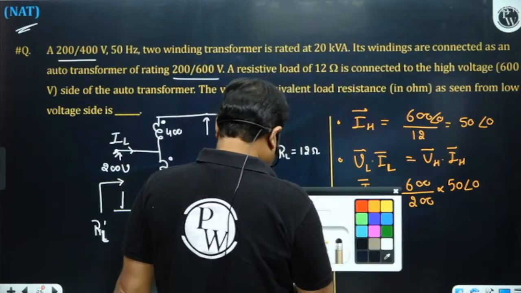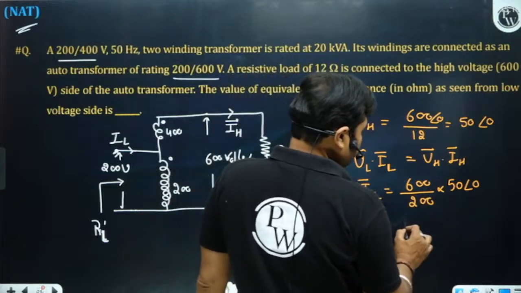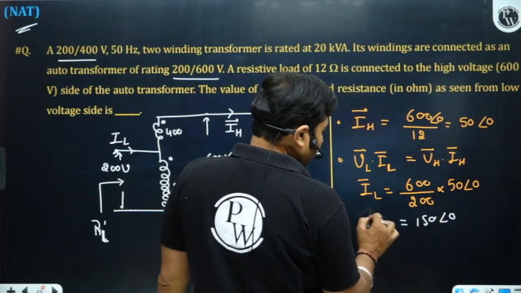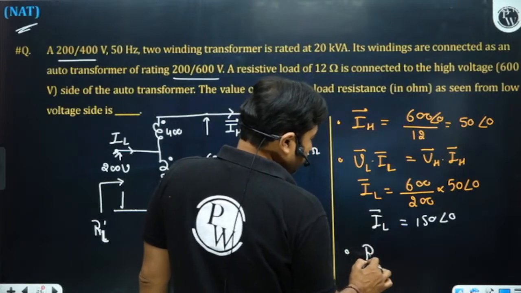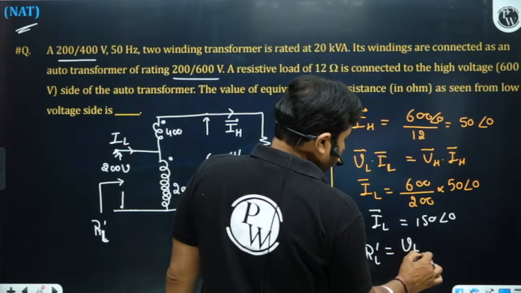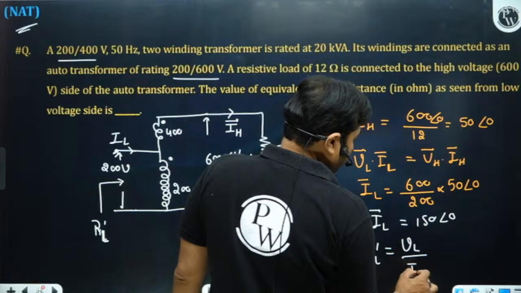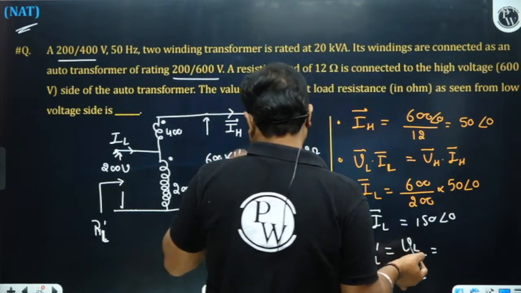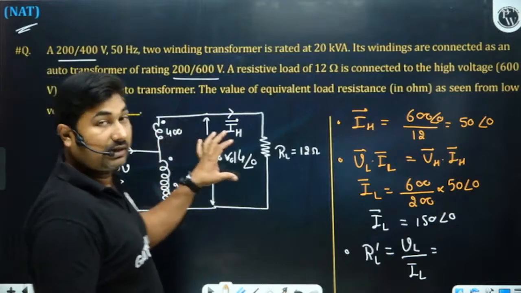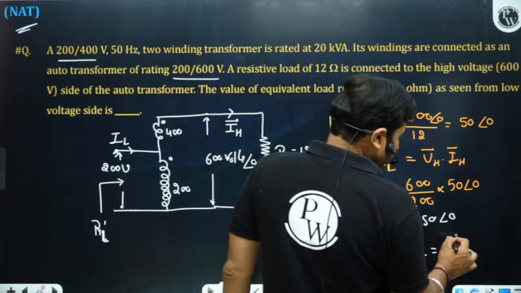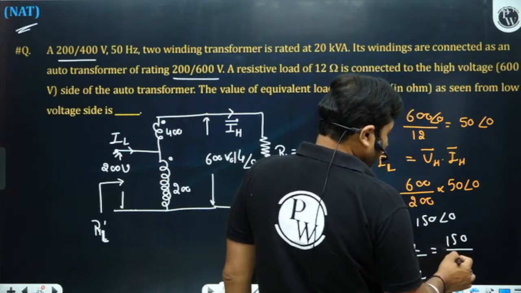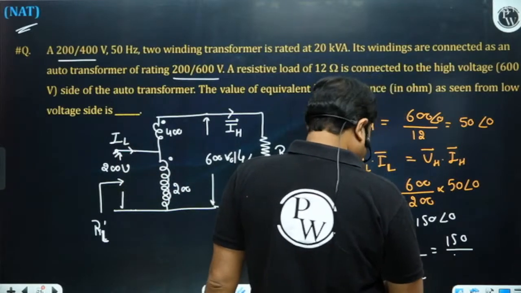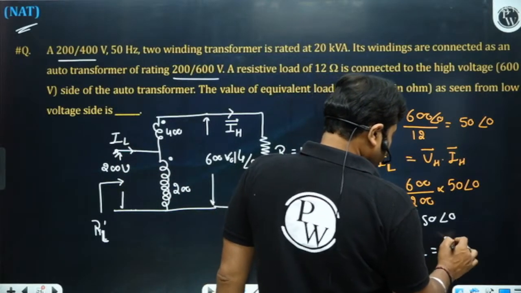Yes sir, once you have IL, this will become 150 at an angle 0. Now we have IL, we can calculate resistance RL dash as VL upon IL. Yes sir, it's resistive only because VL and VH are in the same phase, which I have already told you. So 150 divided by, what is the value of IL here? IL will be equal to 150 and VL is 200.